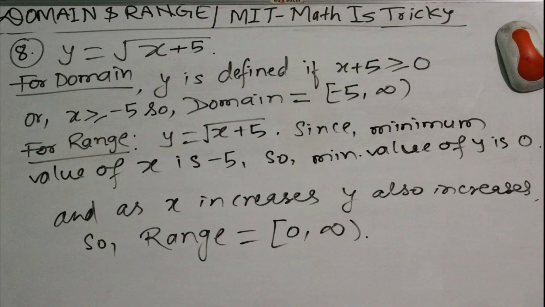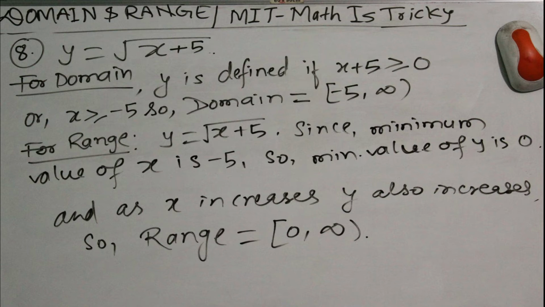Now to find the range, as we know our minimum value of x is minus 5. If you put minus 5 in the given function, we get minus 5 plus 5, which is 0.